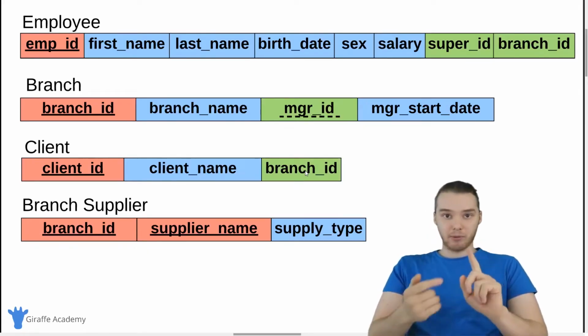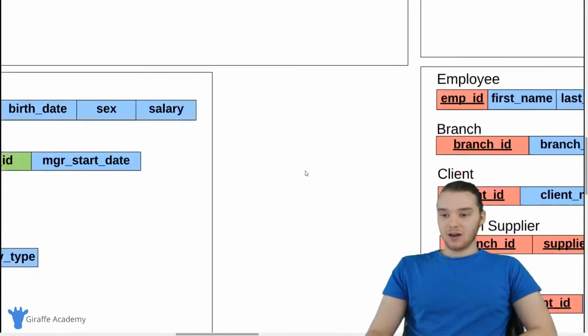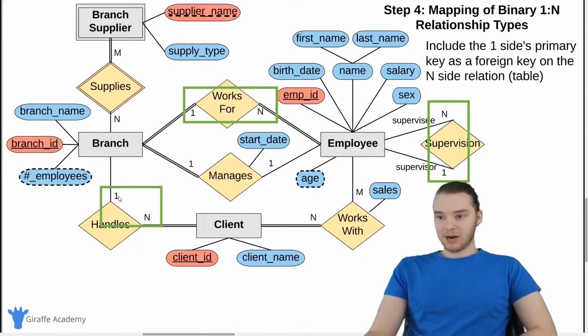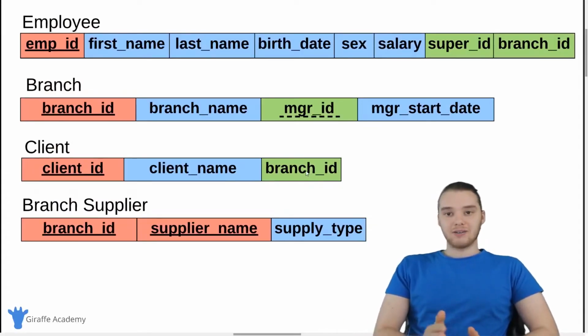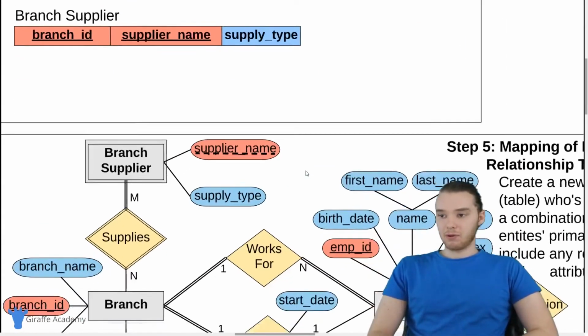And again, that's because the branch was on the one side of that cardinality relationship. You see, branch is on the one side and the client was on the n side. And so that's why we stored branch ID as a foreign key on the client table.